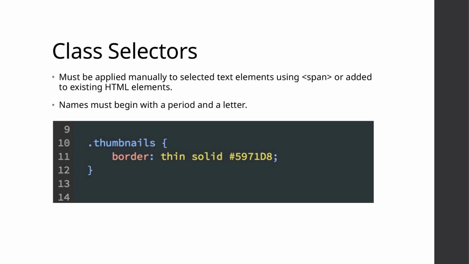Class selectors are manually applied to text elements using existing HTML elements. They start with a period and a letter, allowing multiple elements to share the same style. This flexibility makes class selectors ideal for styling groups of elements consistently across a web page.